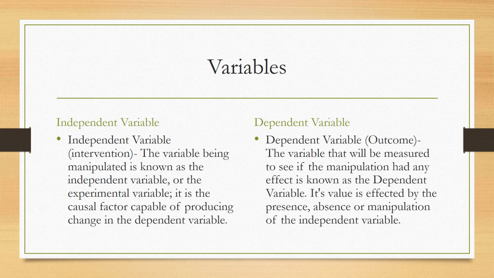Variables. The independent variable is the intervention. It's the variable being manipulated. It is known as the independent variable or the experimental variable. It is the causal factor capable of producing change in the dependent variable. So the dependent variable is the outcome. It's the variable that will be measured to see if the manipulation had any effect, and its value is affected by the presence, absence, or manipulation of the independent variable.